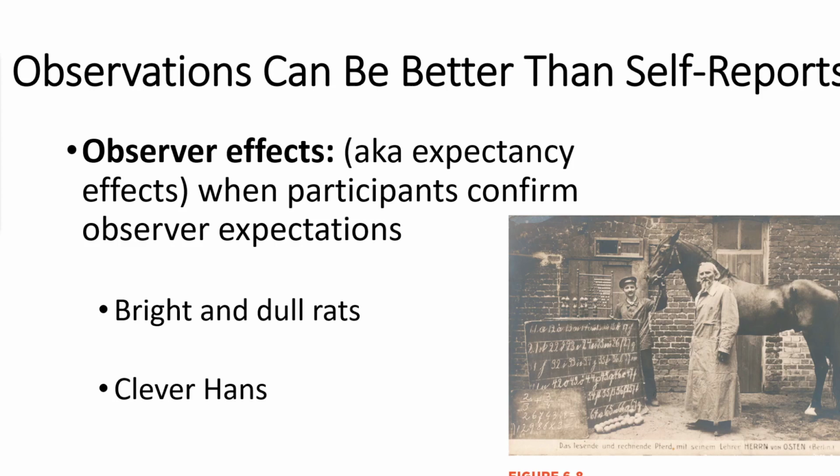But when the person holding the card didn't know what the card said, the horse wasn't getting any cues to stop, and so he didn't know when to stop. And so that's how they figured out that Hans was reading body language. He was reading tension or leaning forward or facial expressions. So he was still very clever, but not for doing math, for actually reading human body language, which is really cool in and of itself.